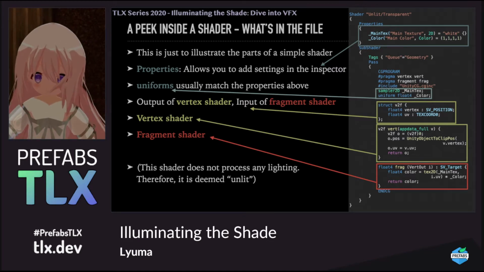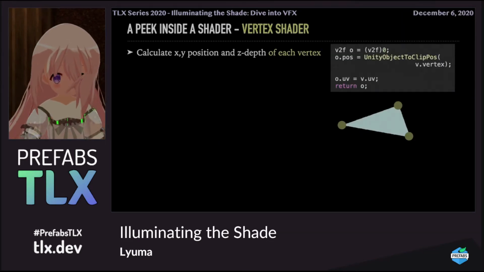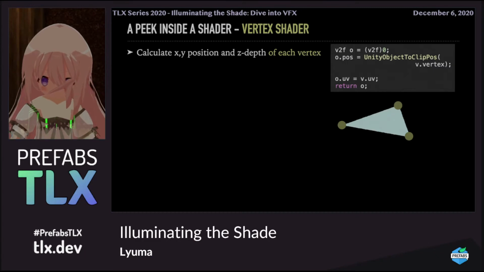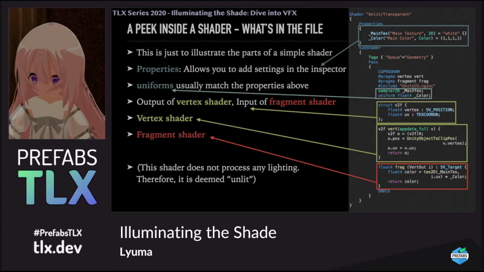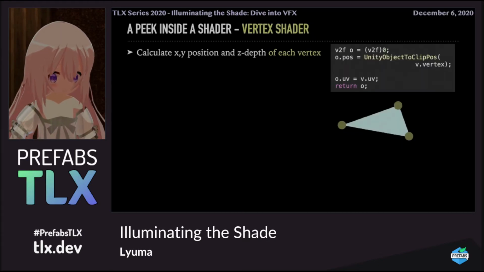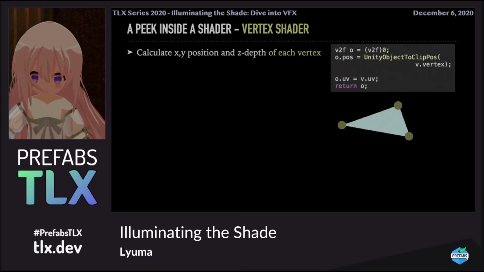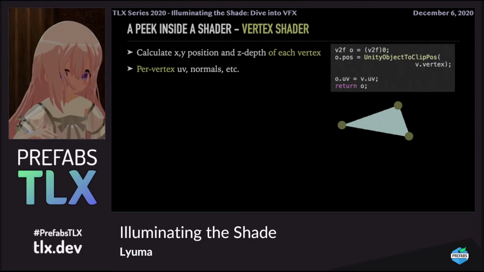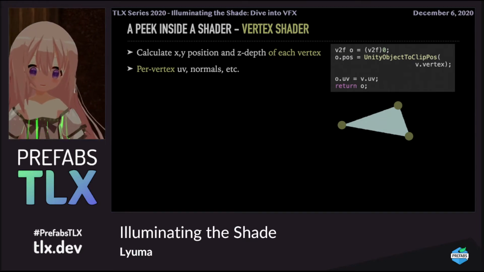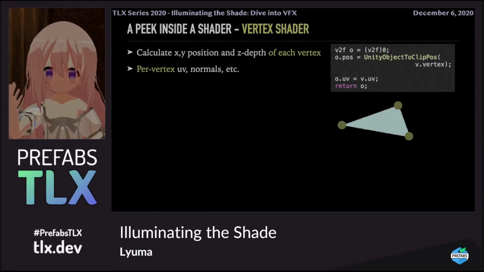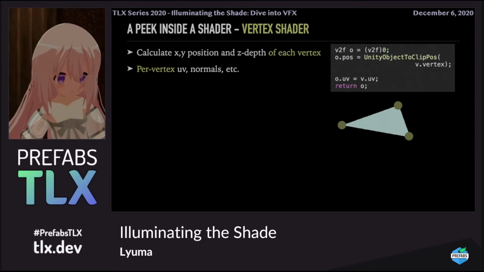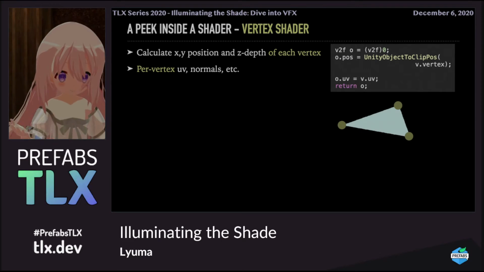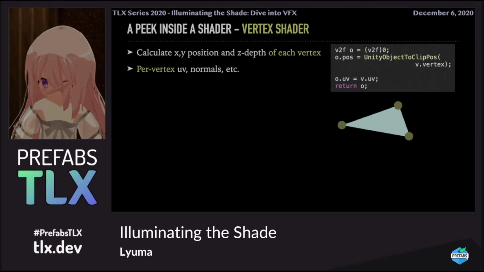So let's look at what a vertex shader actually does. This was actually extracted from the previous slide. It's exactly what's in the vertex shader. So what is going on here? First of all, the job of a vertex shader is to calculate the X, Y position and the Z, which is like the depth for depth sorting, of each vertex. You've got your per-vertex UV. If there's other stuff you need, like normals, you can also put that there.